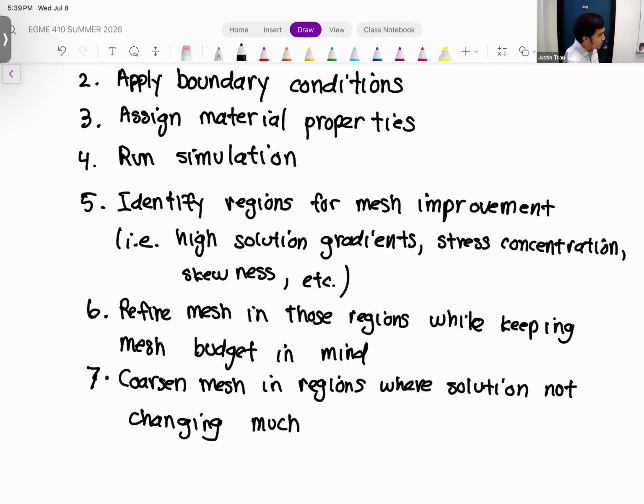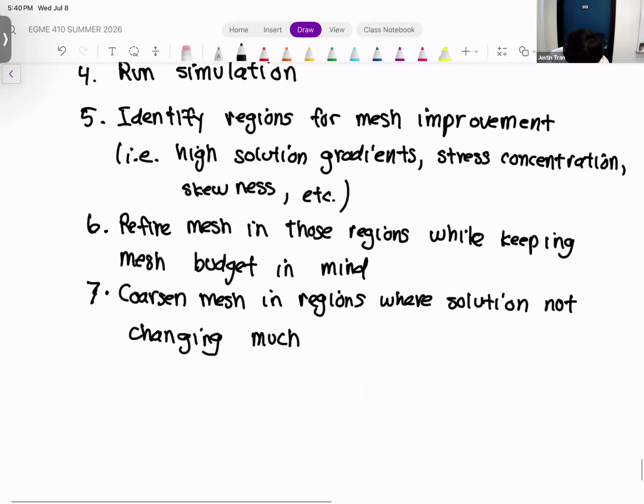Sometimes that makes a difference. Sometimes you'll have a region where you look at it and say, maybe I don't need that many elements in that area. Maybe I can take those elements and put them somewhere else. And so after you make the modifications to your mesh, you're going to run your simulation again.